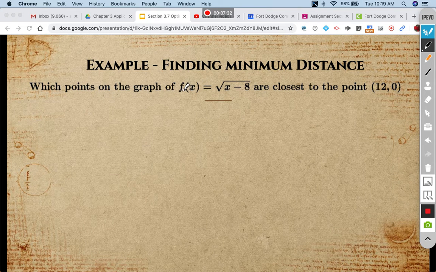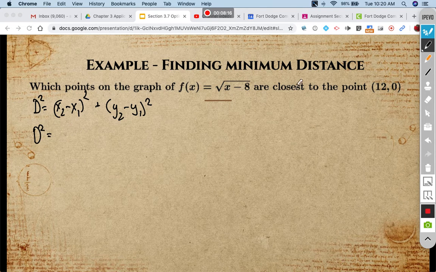Which points of the graph of f of x are closest to the point (12, 0)? So I'm going to start off with the distance formula. Distance squared equals (x2 minus x1) squared plus (y2 minus y1) squared. That's your general distance formula. It's the Pythagorean theorem, right?